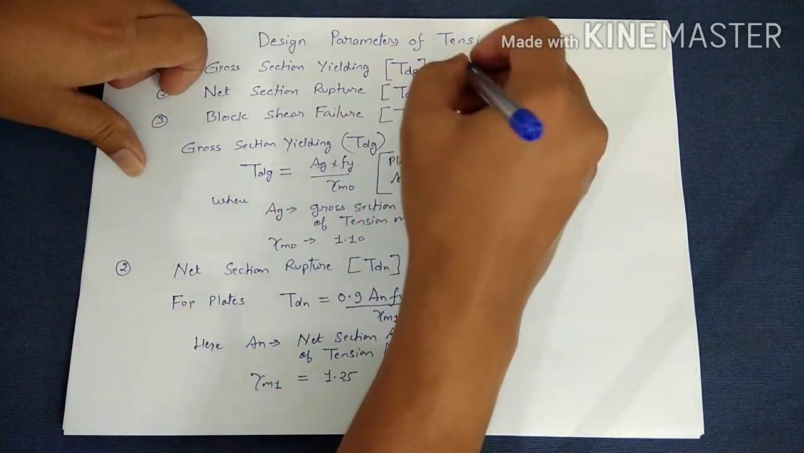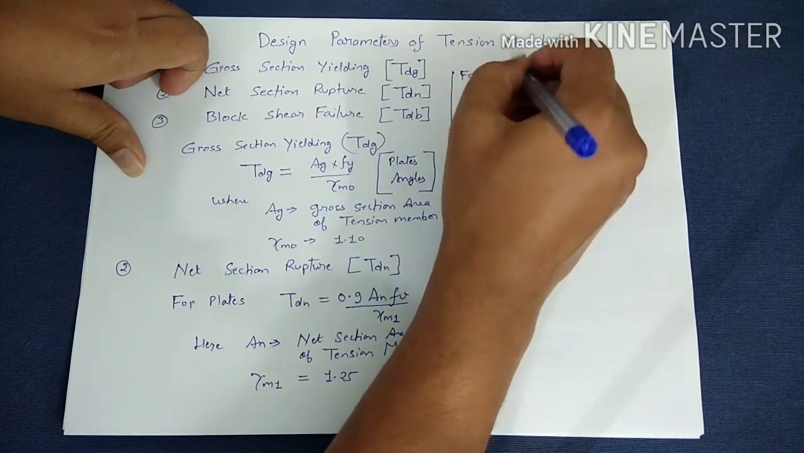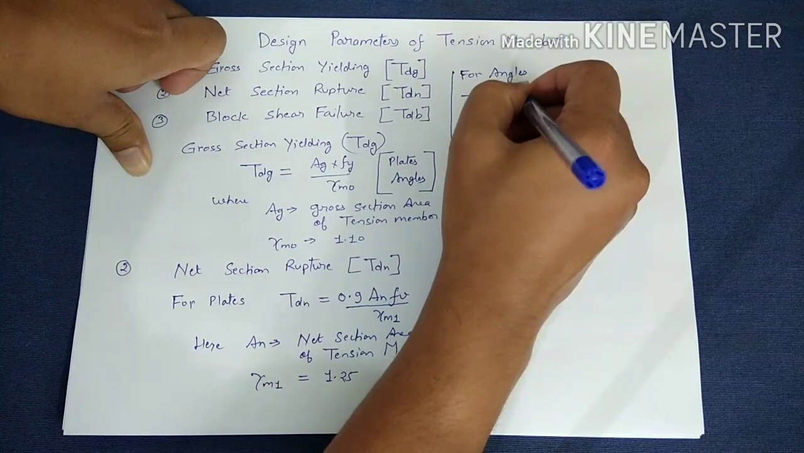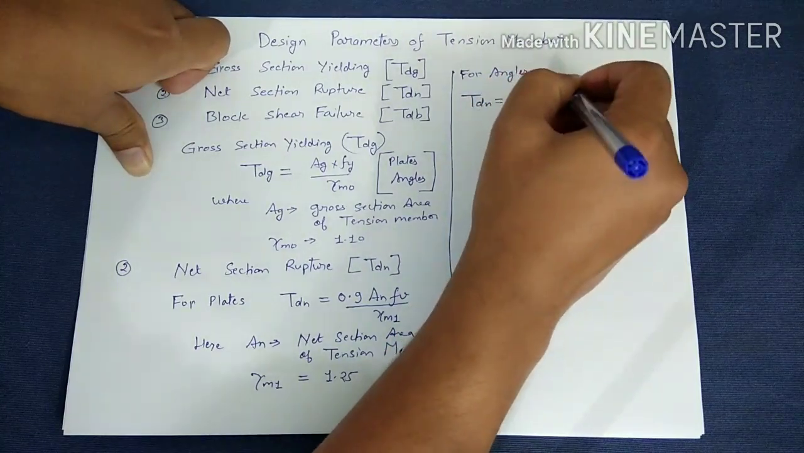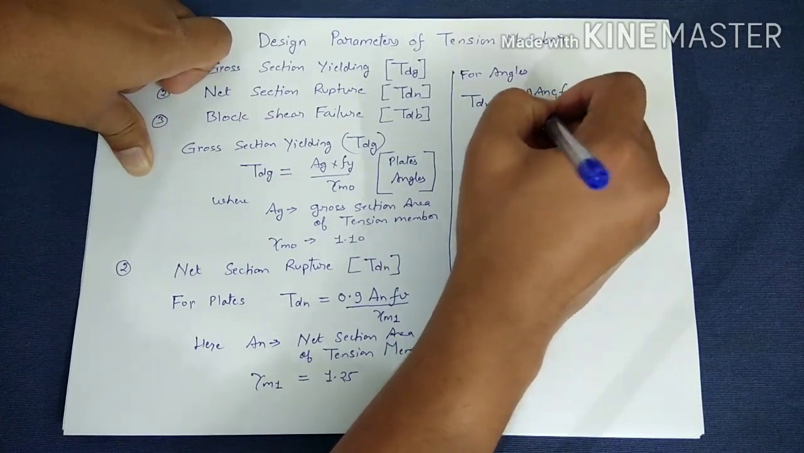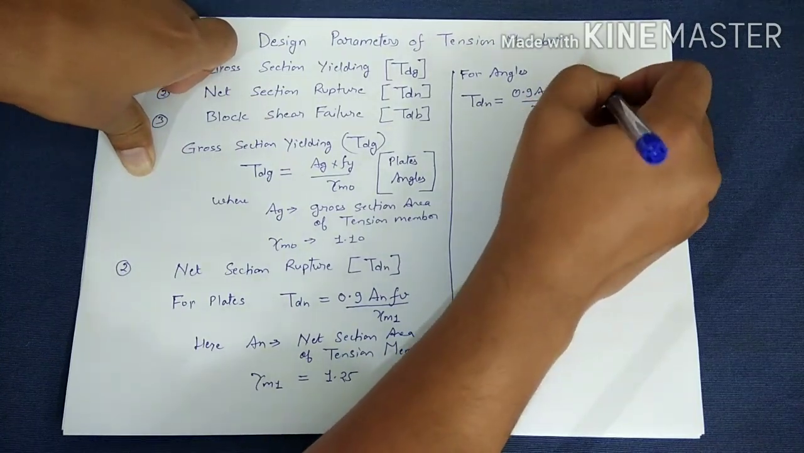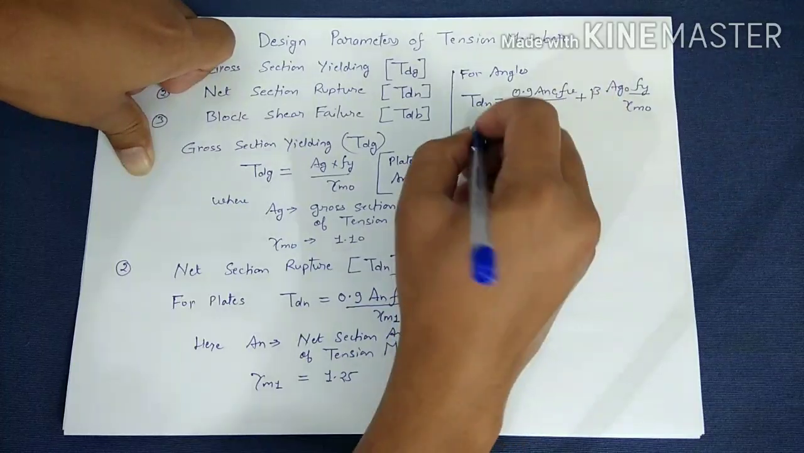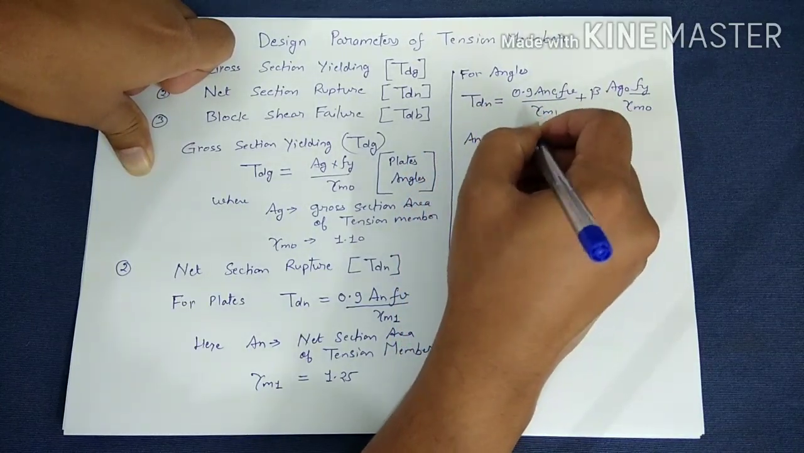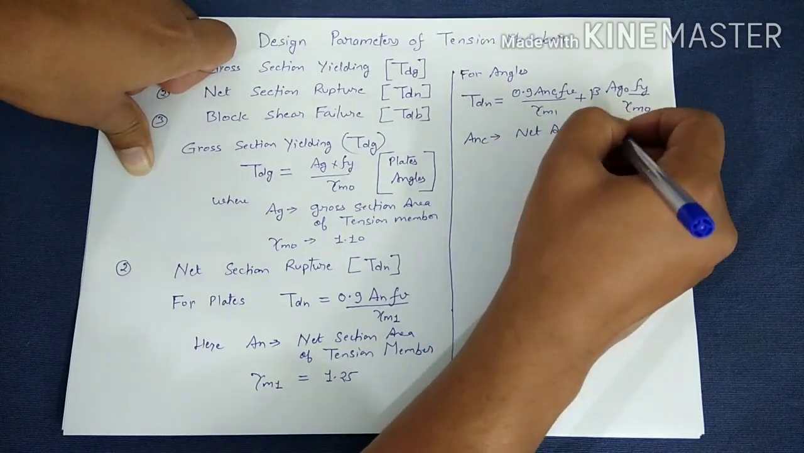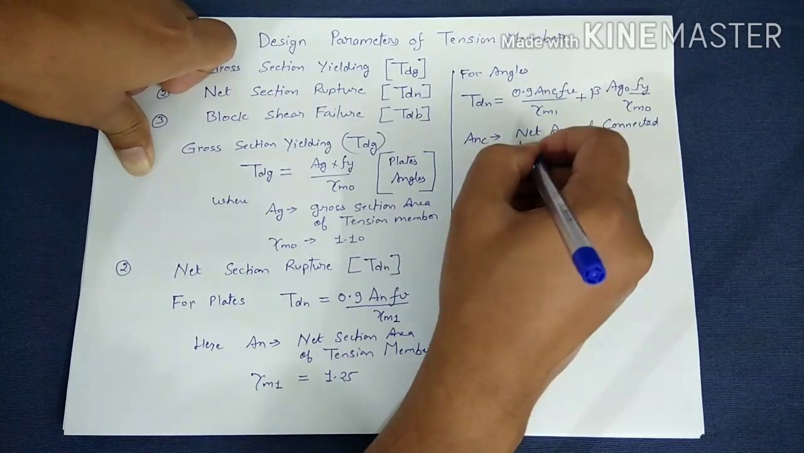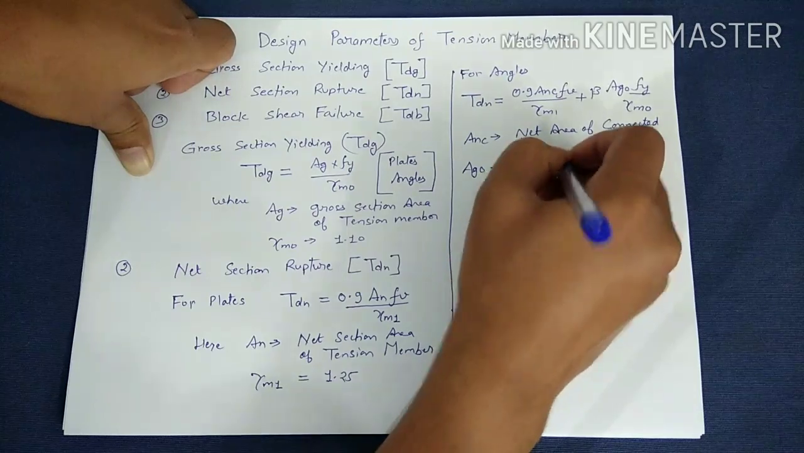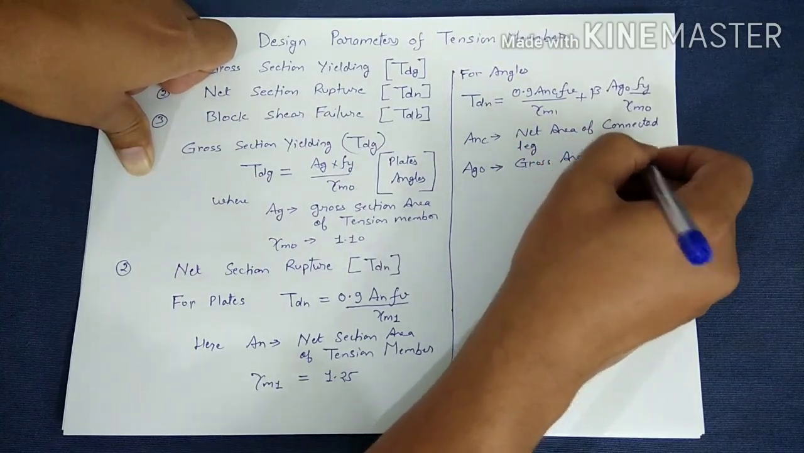Now net section rupture for angles. It is given as TDN equals 0.9 ANC Fu upon gamma m1 plus beta AGO Fy upon gamma m0, where ANC is the net area of the connected leg, and AGO is your gross area of the outstanding leg.